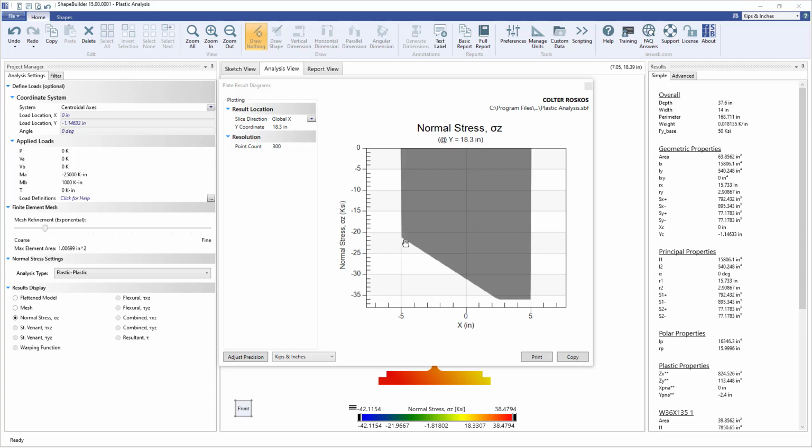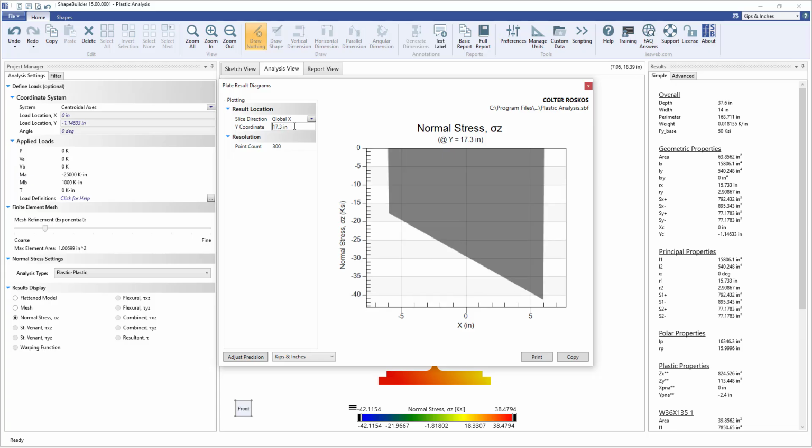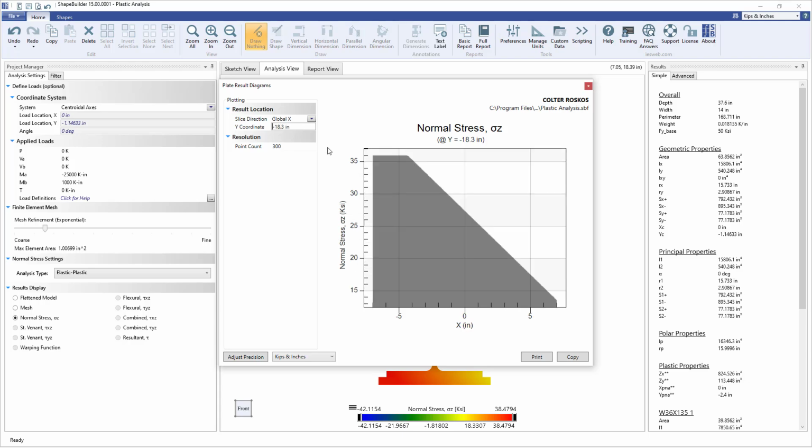Let's take a closer look at some of the features in the plate result diagrams. Right now, the slice is taken through the center of the top flange plate at a location of 18.3 inches. We can manually adjust the location of the slice and say move it down an inch to look at the stresses through the top flange of the beam, which we see is still elastic. Also, we can enter negative 18.3 inches to look at the horizontal slice through the bottom plate, and we can see that part of it has yielded.